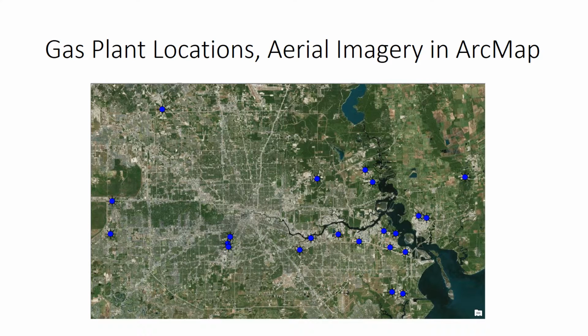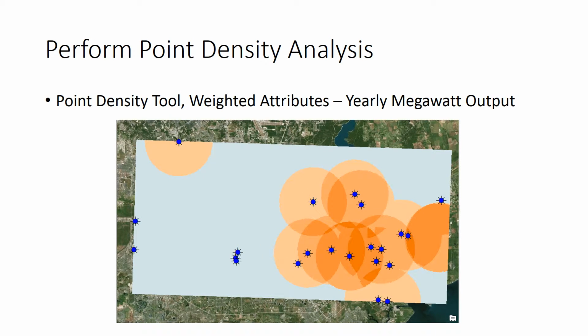As you can see, this is the location of the gas plants throughout the Houston area, and you can see that there is a clustering of the gas plants around the Pasadena and LaPorte area. Once I have gathered all the gas plant locations and also added the attribute for the yearly megawatt output, I can conduct a point density overlay and find the areas with the most clustering of high megawatt output.